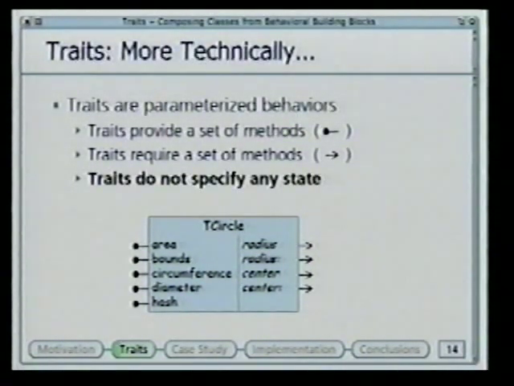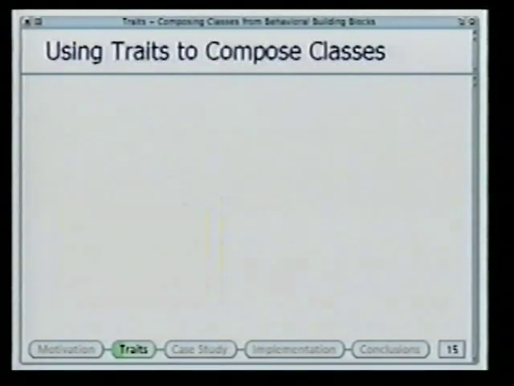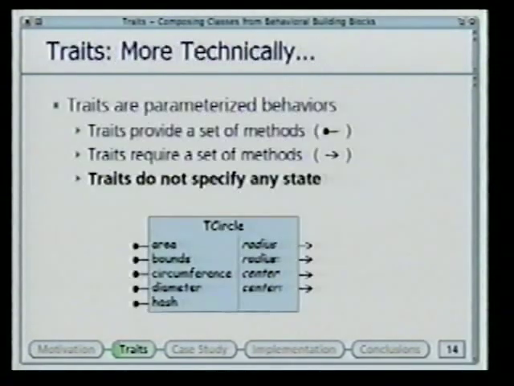What's important is that our traits, at least our basic version of traits, do not allow you to specify any state. So they're purely behavioral. Also note that from now on I will mostly use Smalltalk syntax in the examples, because our primary implementation of traits is in Smalltalk.